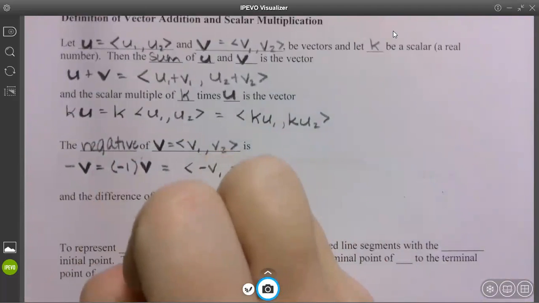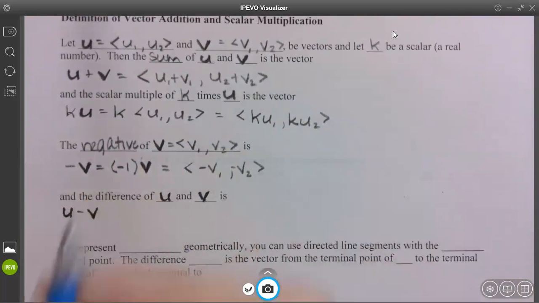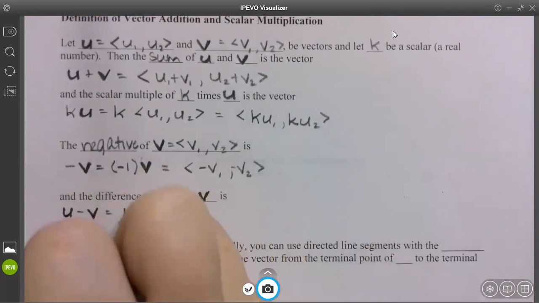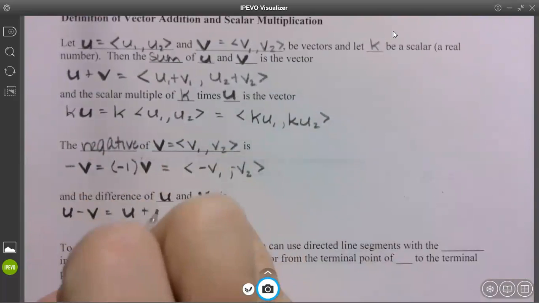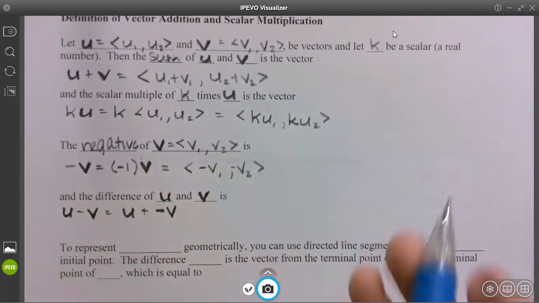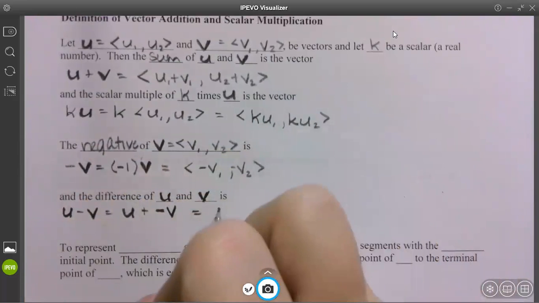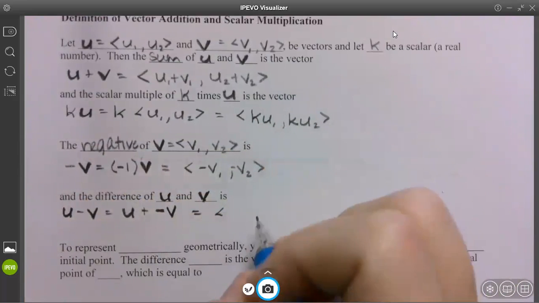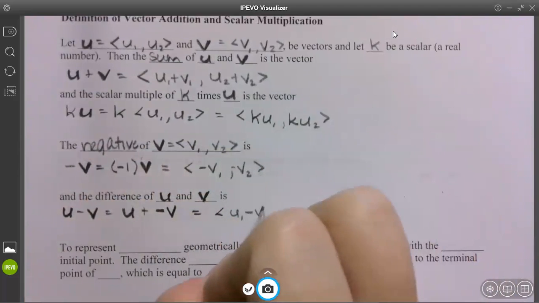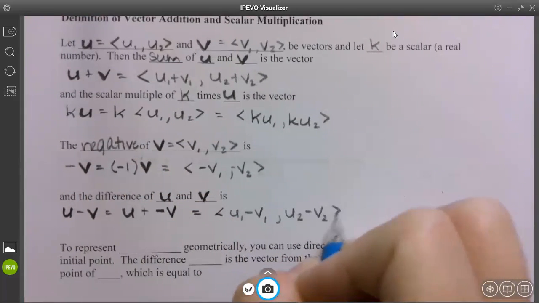And the difference of u and v is u minus v equals u plus negative v. Remember, we just changed it to plus negative. And it will be the same thing as u1 minus v1, comma, u2 minus v2.